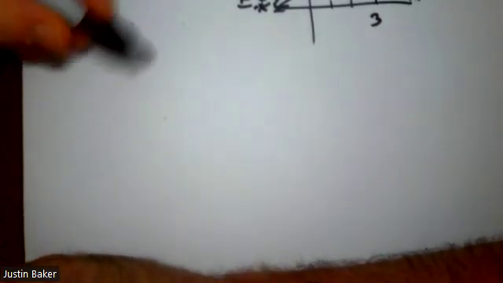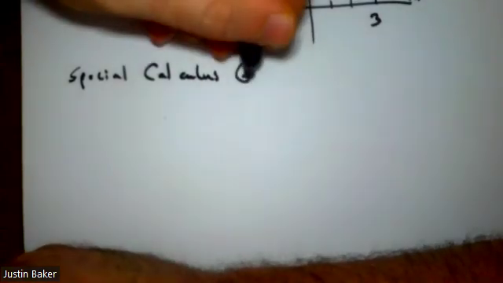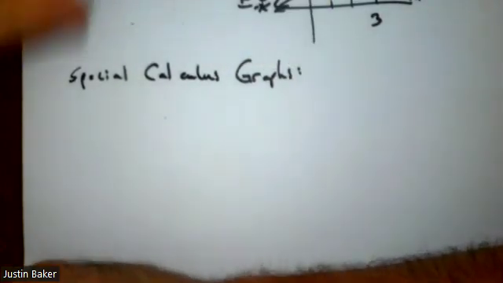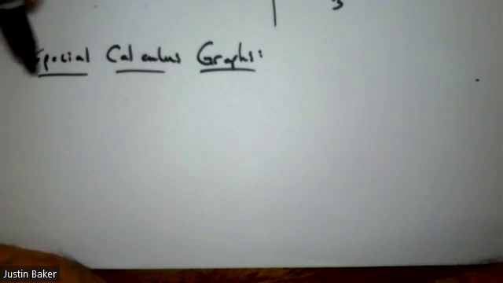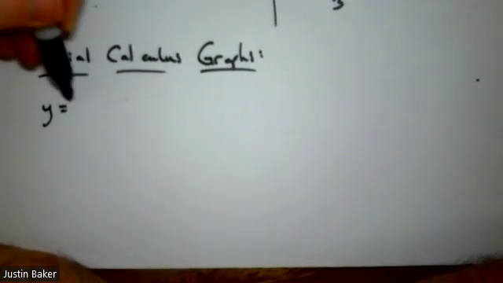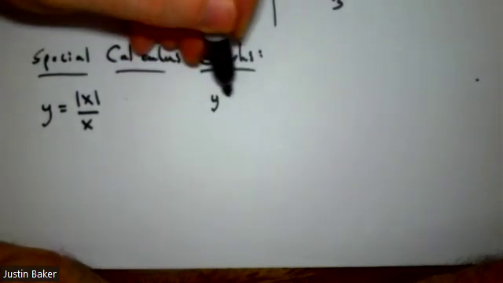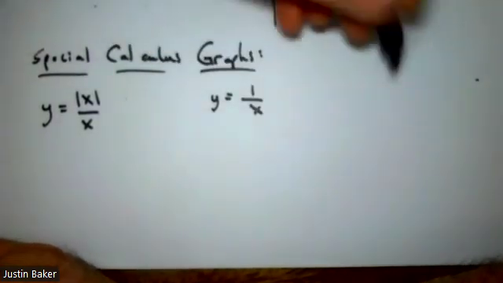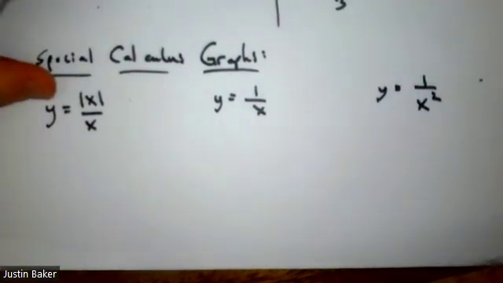And there's some special, there's no real name for this. I call them special calculus graphs. And they just tend to pop up throughout the year a little bit in calculus. So there's 3 of them that I highlight for you guys that I think you should know. And that is y is equal to the absolute value of x over x, y is equal to 1 over x, and y is equal to 1 over x squared.